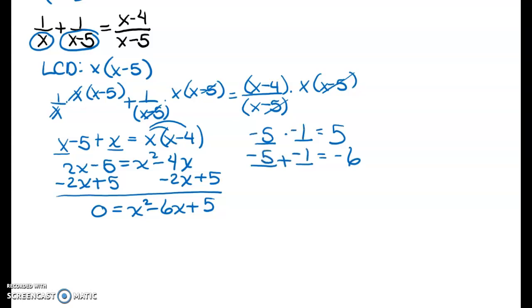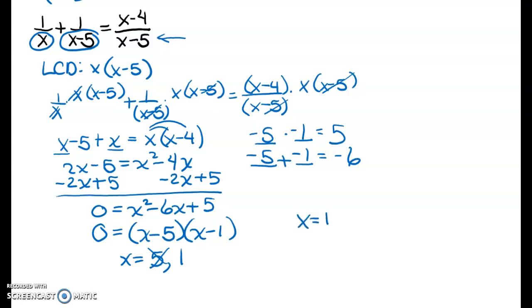Good. Okay, so this makes this one easy. We'll use the zero product property because we can factor this. x minus 5 and x minus 1. So when I solve, I get x equals 5 and x equals 1. Well, what number can I have in my denominator? If I plug in a 5, 5 minus 5 makes my denominator 0. So I'm not allowed to have 5 as an answer. Can I plug in a 1? 1 makes none of my denominators 0. So even though I came up with 2 answers, I only have 1.